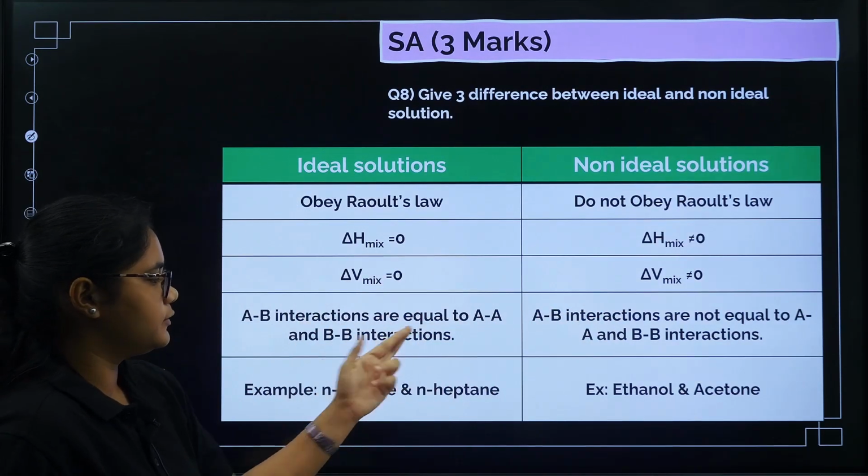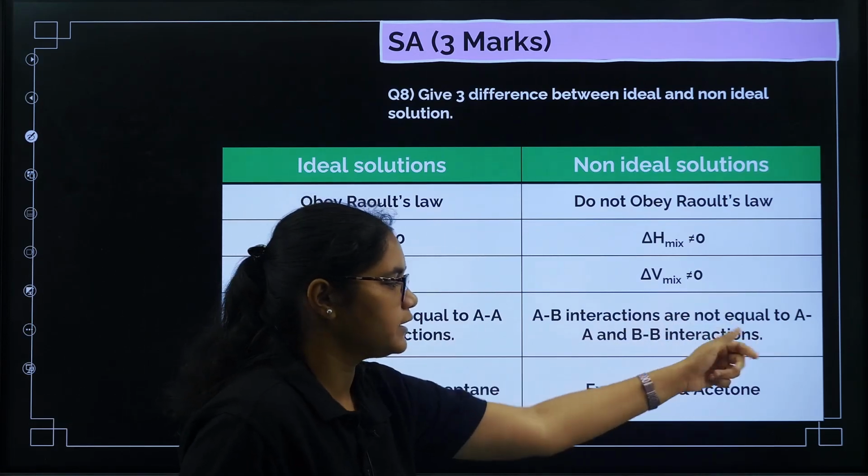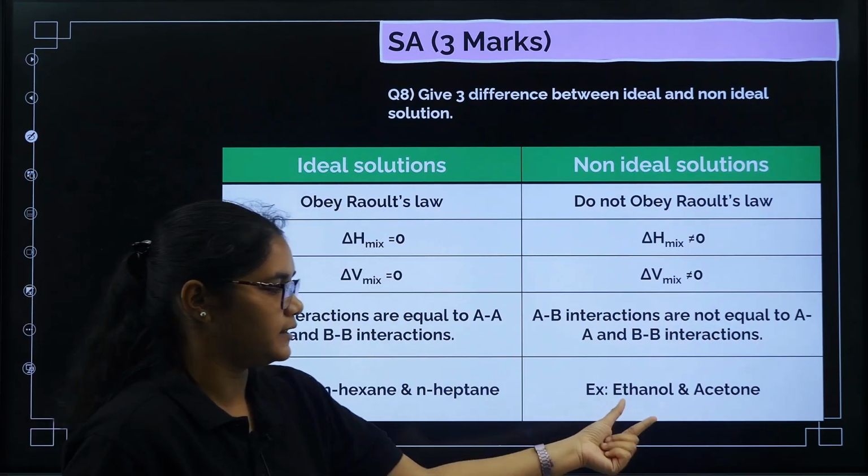AB interactions are equal to A-A and B-B interactions. AB interactions are not equal. Then here you have an example and then here you have an example.